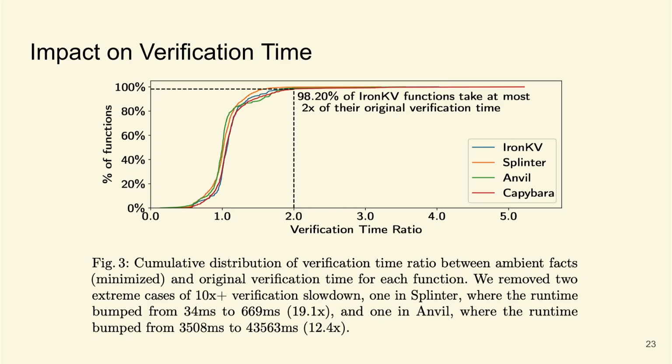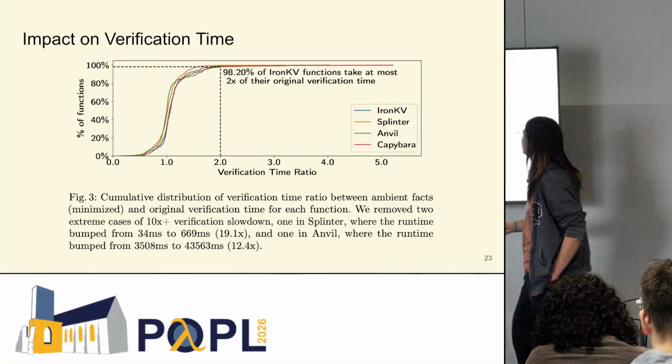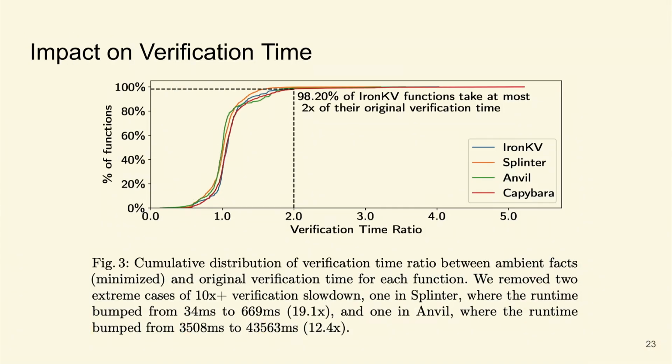And for the verification time, you can see there's a large vertical line here, meaning that most of the functions verify in about the same time as before. Only about 1.8% of functions take more than 2 times their original verification time. And this is exactly what we want with this user-level control of automation, so that for these problematic functions, you don't need to broadcast all of these extra facts to speed up verification time.